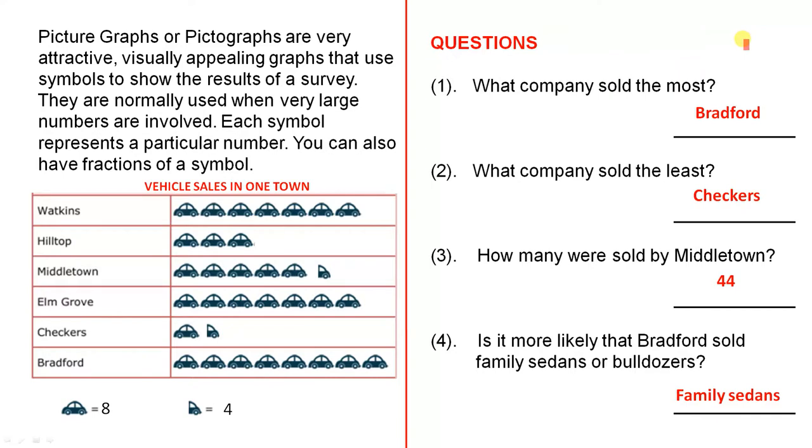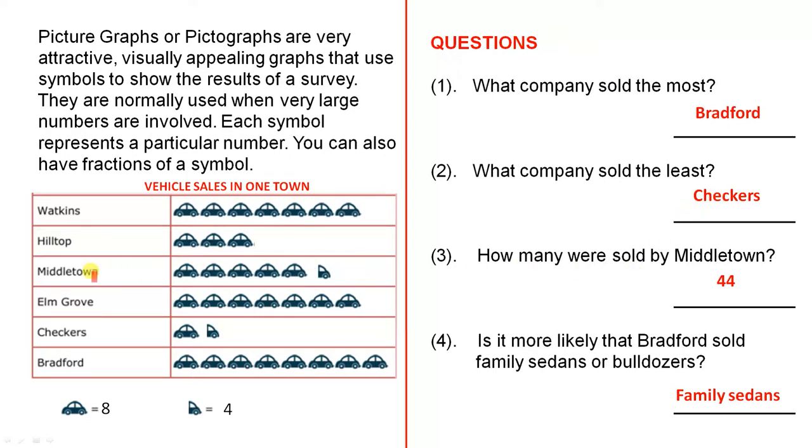Let's do some questions. What company sold the most? You look at the longest and you see Bradford. That's quite easy to see. What company sold the least? This one here has the shortest. That's a full car plus a half a car. So that's 8 plus 4 is 12. So Checkers.